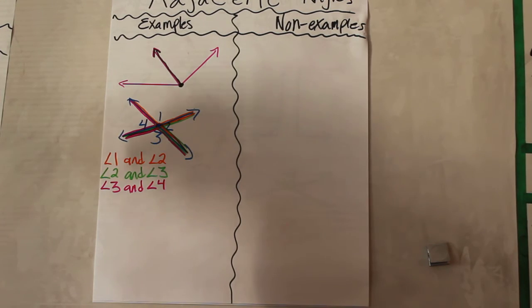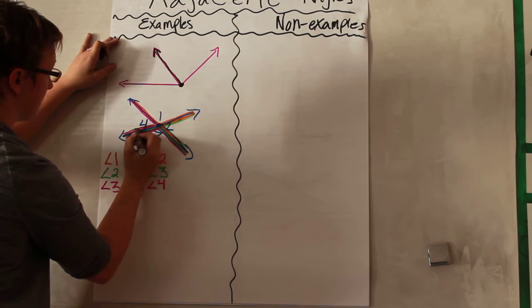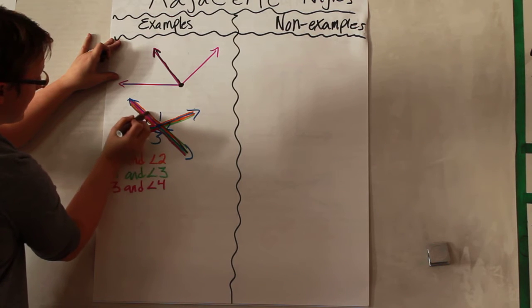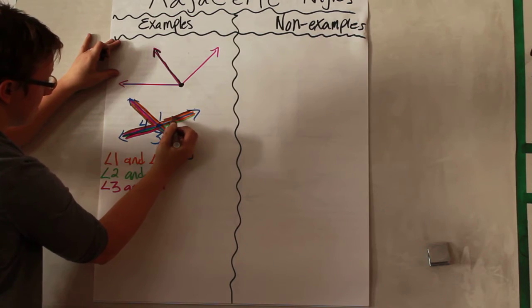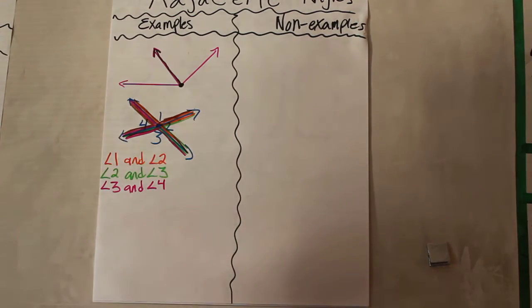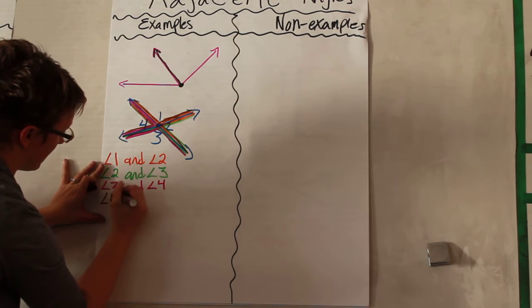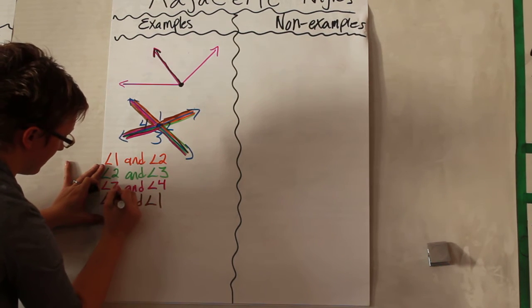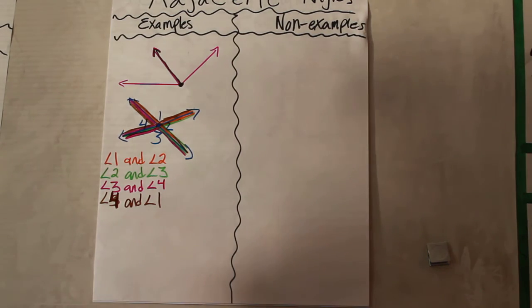I can also see that angle 4 is adjacent to angle 1. They share this side right here. So angle 4 and angle 1. These two right here.